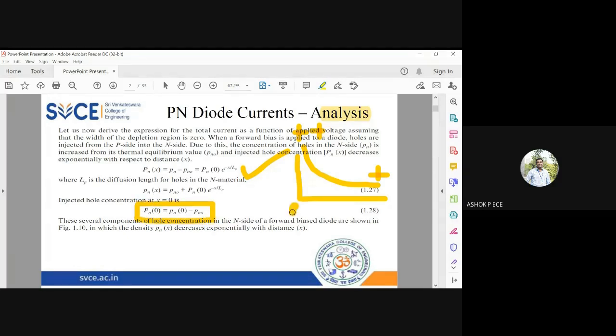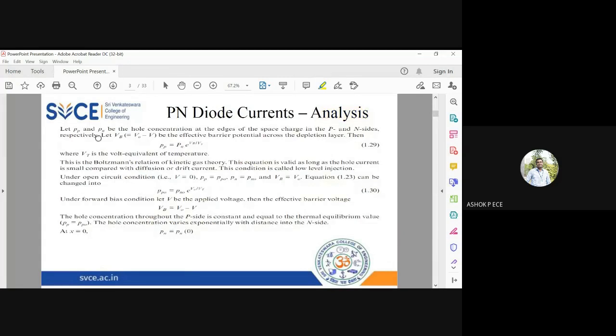This is the x equal to 0 point, and this is the x equal to Lp point, the diffusion length of your holes. Now I can write the hole concentration in the valence band on the p side and n side. Definitely on the p side you will have a lot of holes, and on the n side a very small number of holes because the majority carriers there are electrons. In the same way, you can write the equation Pp naught equal to Pn naught into e power V naught by Vt. V naught is the bias voltage, and Vt is the thermal voltage. So I can write the bias voltage equal to V naught minus V. It is the effective applied voltage.